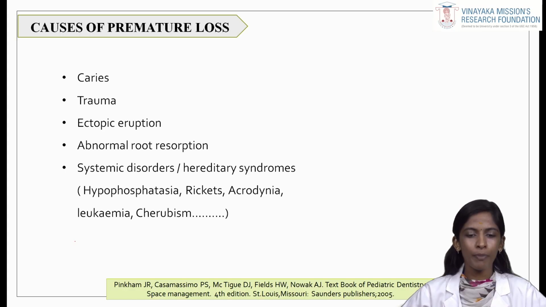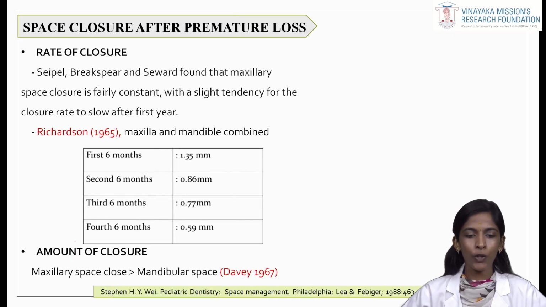Next is causes of premature loss, which include dental caries, trauma, ectopic eruption, abnormal root resorption, systemic disorders or hereditary syndromes, which include hypophosphatasia, rickets, acrodynia, leukemia and cherubism. Next, moving on to space closure after premature loss.